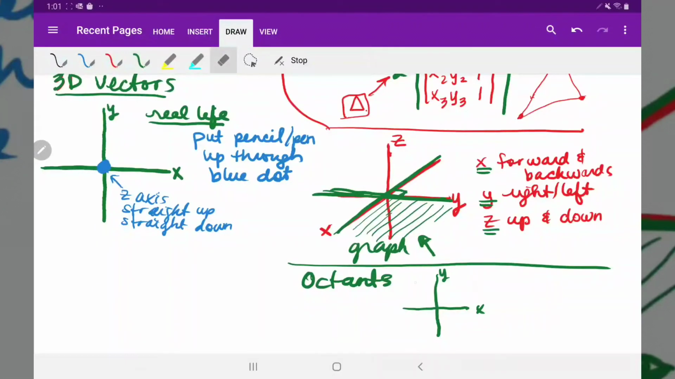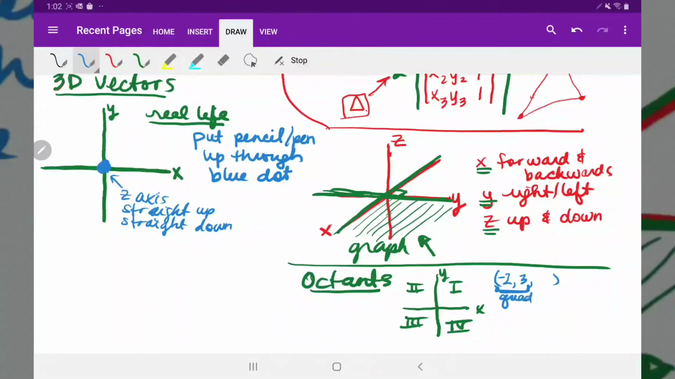What I do for octants is I first find the XY coordinate. Say the XY coordinate was -2, 3. You first figure out what quadrant this is in. Now this is not how you graph it for real, but this is how you find the octants. So the quadrant is quadrant 3, and then you either add 0 or you add 4.